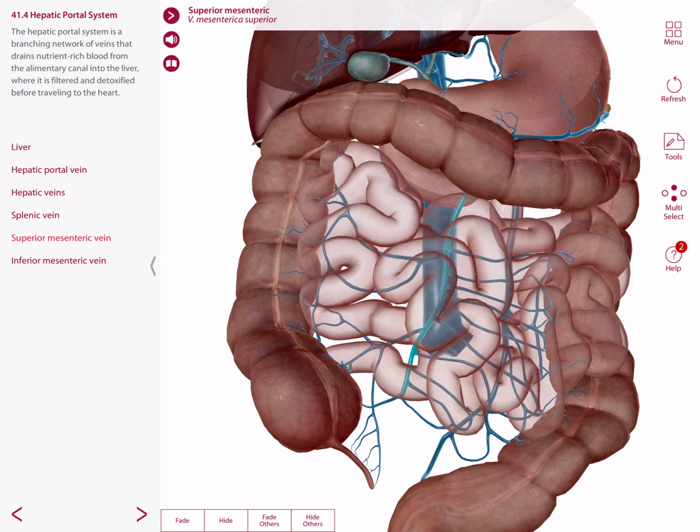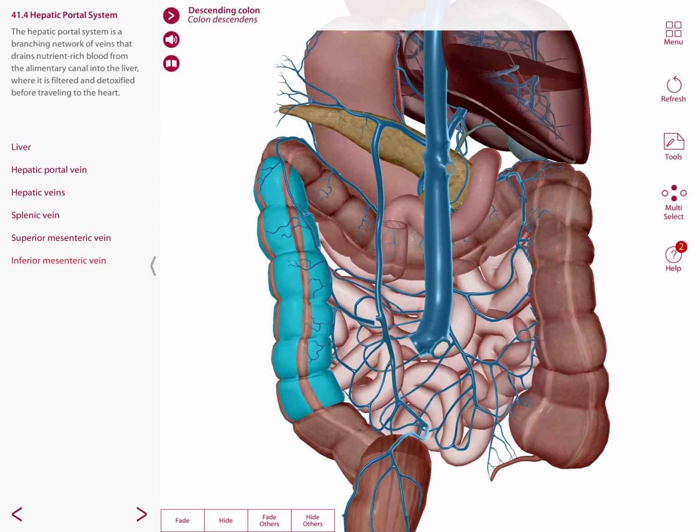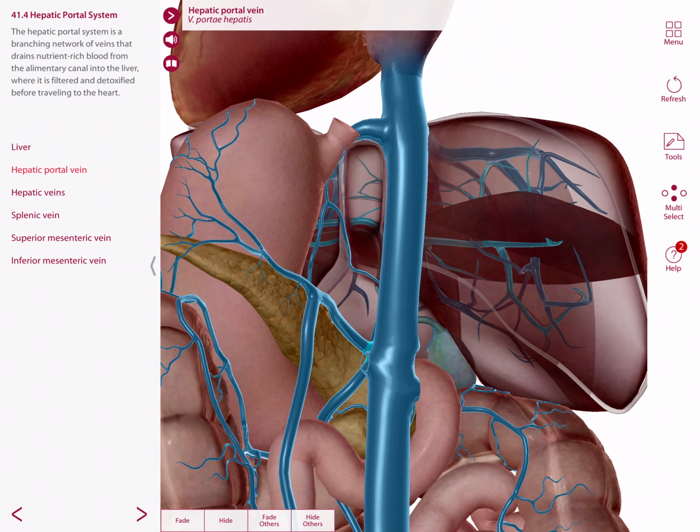The superior mesenteric is regionally specific. So this is going to go to the ascending and transverse colon. This is your ascending, this is your transverse colon. So the superior mesenteric vein will take nutrient-rich blood from those two segments. The inferior mesenteric is going to take blood from the descending colon and the sigmoid colon, and then it will enter into the hepatic portal vein, where we will enter into the liver.